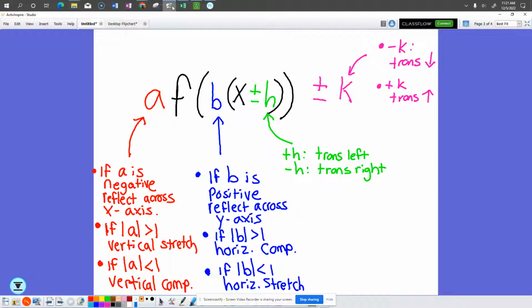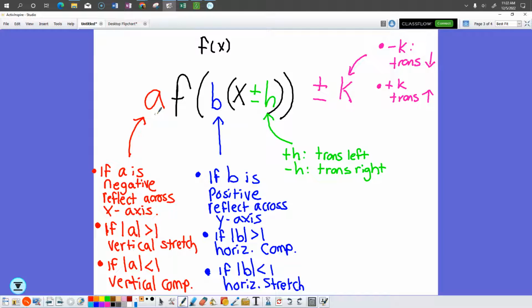basics about transformations. So if you have a function, we'll call it f of x, you can do things to this function that will change the shape of the graph. So one thing you could do is you could multiply the function by a number in the front of it. If you do that, we call that the a number. If a is negative, it reflects it across the x-axis. In other words, it flips it upside down.